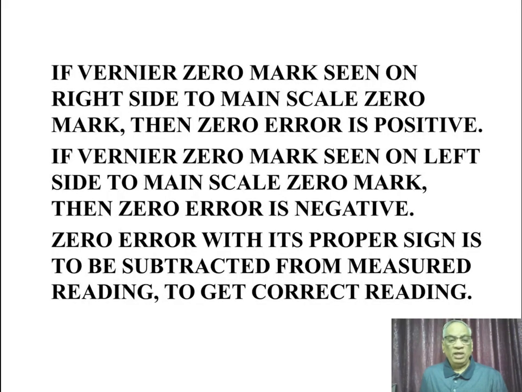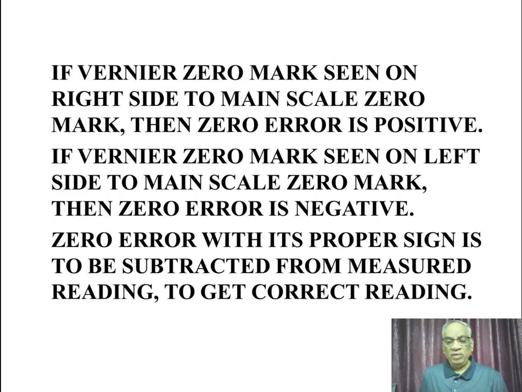So if the vernier or screw gauge's vernier zero mark is seen on the right side of the main scale zero, then the zero error is said to be positive. Otherwise, if the vernier zero mark is seen on the left side of the main scale zero mark, then the zero error is negative.